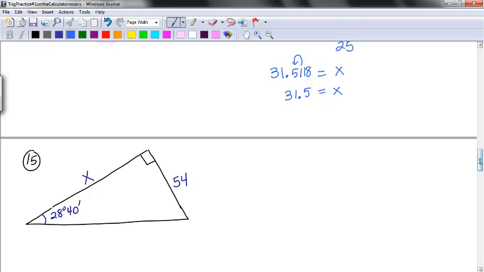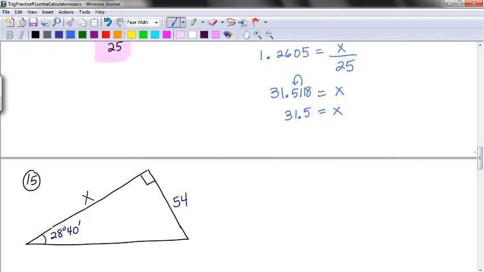Okay, another picture. Notice the right angle this time. The right angle is up here at the top. Make this angle 28 degrees, 40 minutes. This leg is our unknown x, and this leg is 54. Get the picture drawn first. In terms of this angle, what leg is this? Opposite. What leg is this? Adjacent.